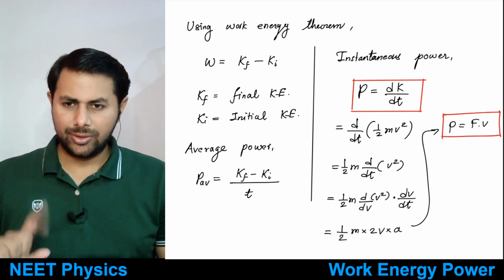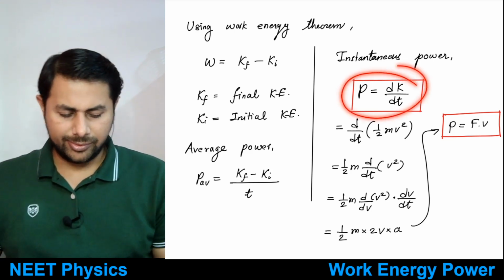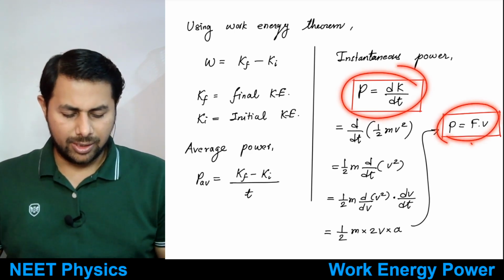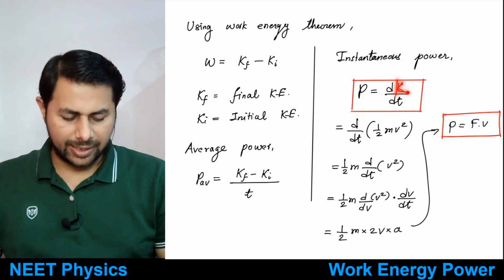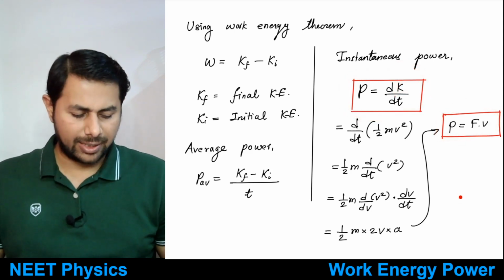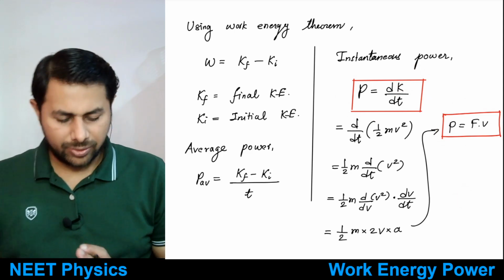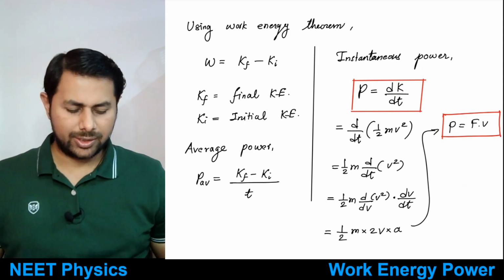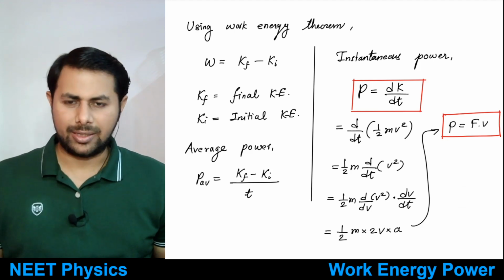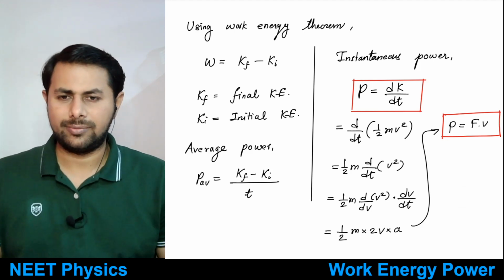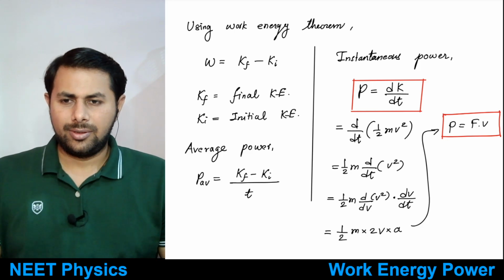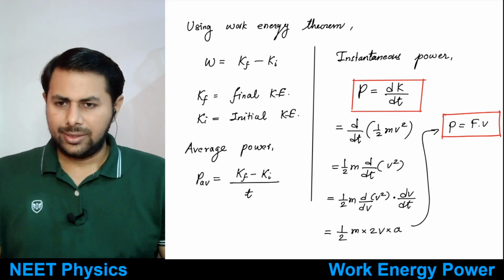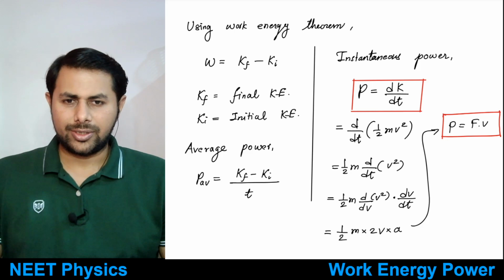But now you need to remember this formula too, because sometimes the kinetic energy can be given in terms of time and they will ask you to find the power. So what do you need to do there? Just take the derivative of kinetic energy and that's it. Okay, is there any confusion in this? Any question?